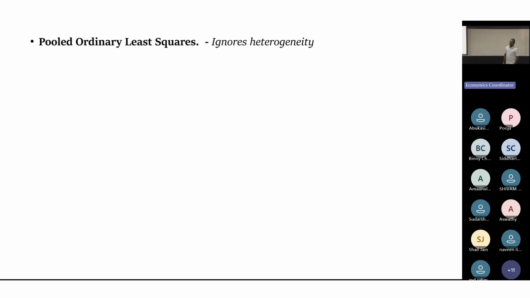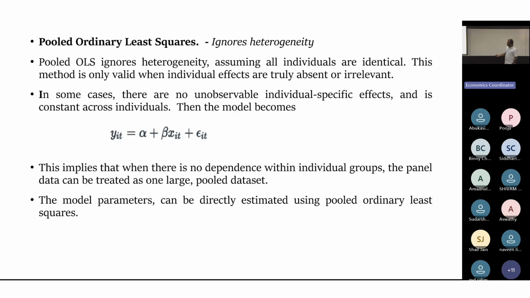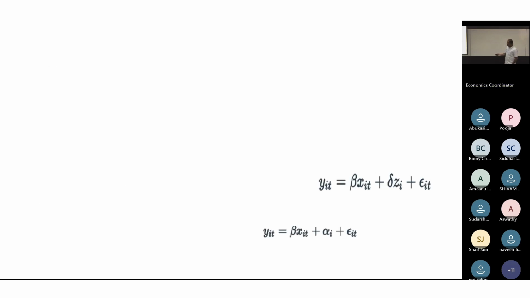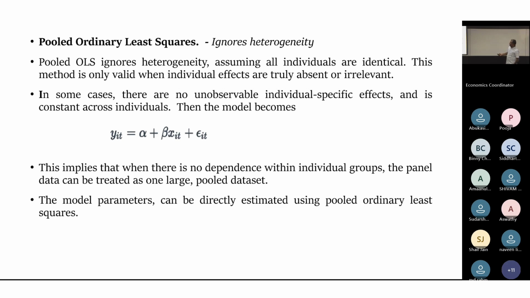So what is the pooled method? Anyway, forget about everything. The basic idea of pooled OLS is the first one: it ignores heterogeneity. It never talks about heterogeneity. It assumes that all our unobserved heterogeneity is going to be constant for all. Doesn't matter. Okay, so that's the first thing.